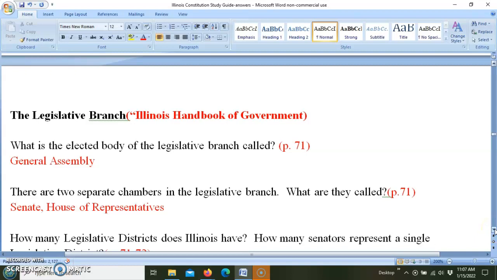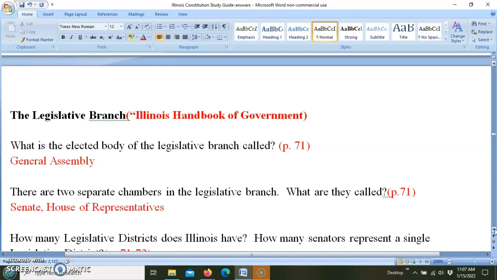Hello, government students. In our last lesson, you had an assignment to answer some questions about the Illinois legislative branch. You had a handout that I needed you to answer the questions on. And so today I just want to make sure that you have the correct answers on that worksheet. So I'm going to go over those answers with you now.